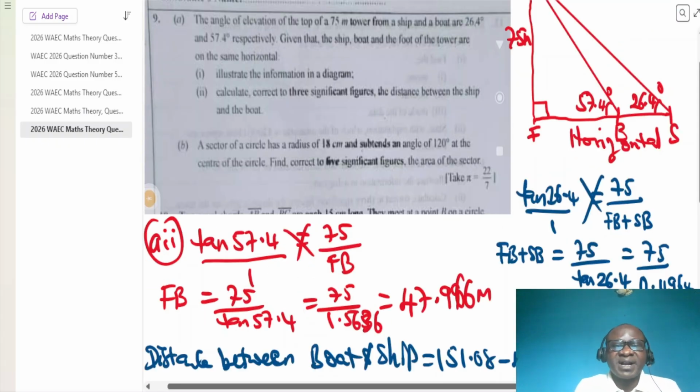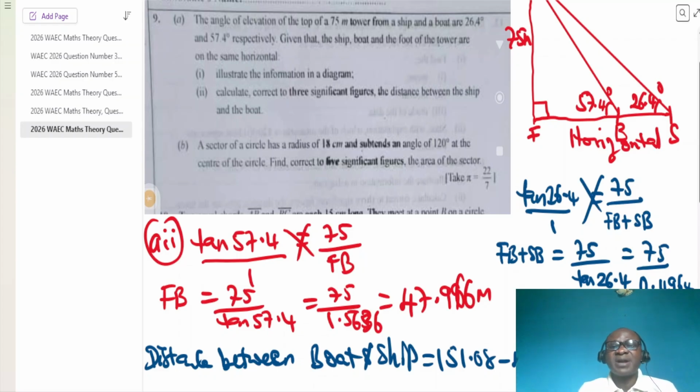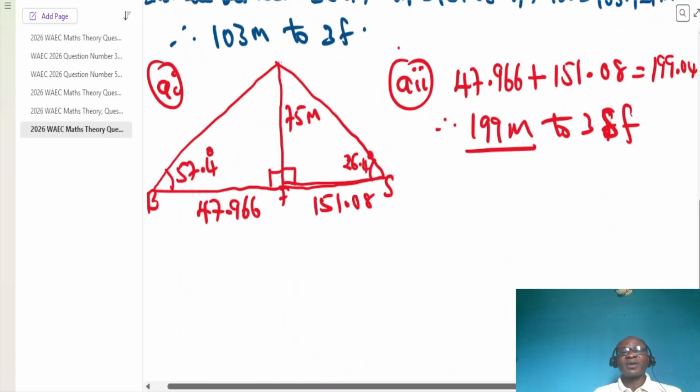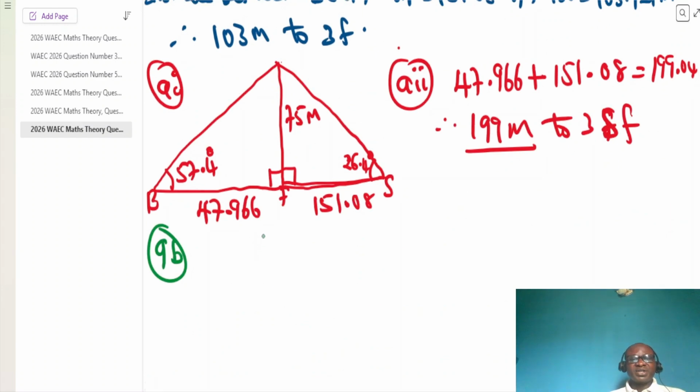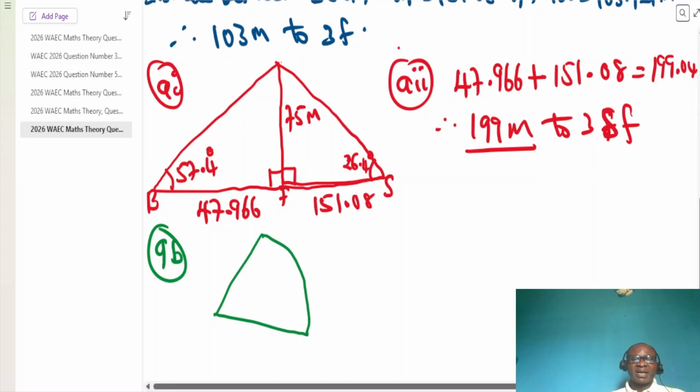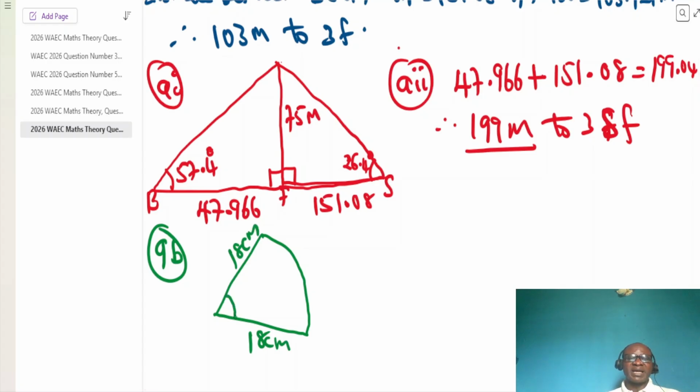A sector of a circle has a radius of 18 cm and it subtends an angle of 120 degrees at the center of the circle. Find, correct to 5 significant figures, the area of the sector. All right, let's do this question. B part. On B part, 9B. Okay, this is how a sector is drawn. Okay, with an arc and 2 radii. Here is 18 centimeters. Here is 18 centimeters. And the angle subtended at the center is given as 120 degrees.